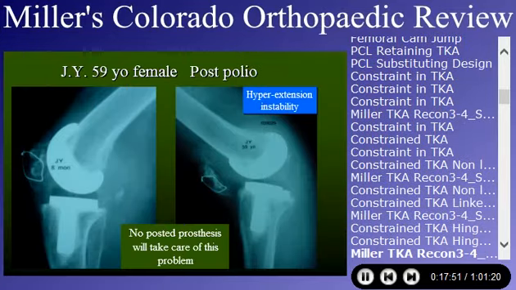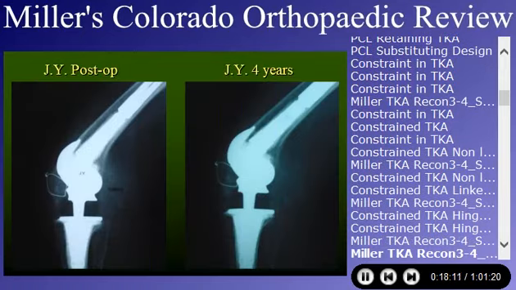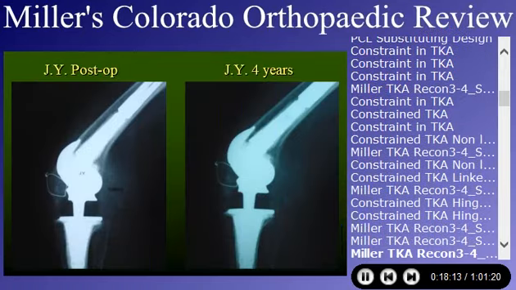Example like this one, post-polio patient, standard total knee, post-op hyperextension. And I swear there's no high post non-linked implant that's going to take care of your hyperextension instability with post-polio. Nothing's going to happen here except for a hinge, okay? So the solution there for hyperextension instability post-polio is a hinge. And this is the example there, all right?